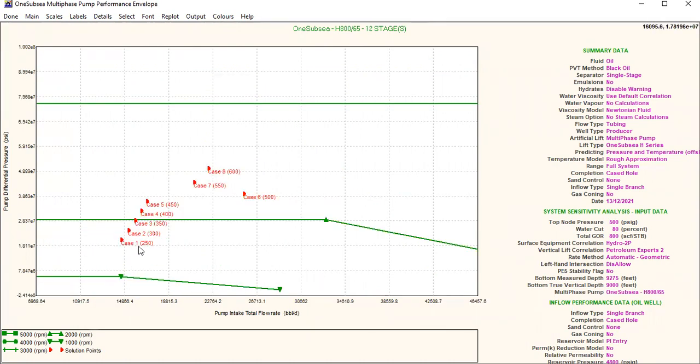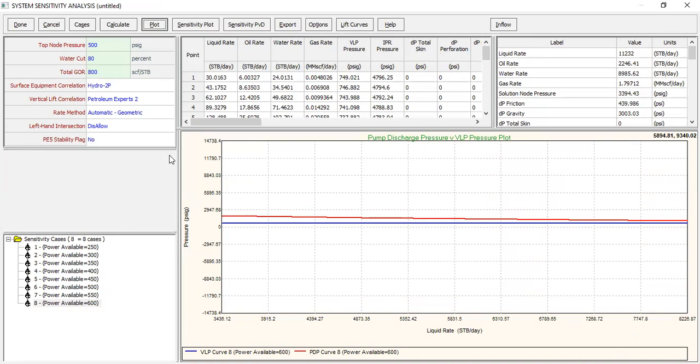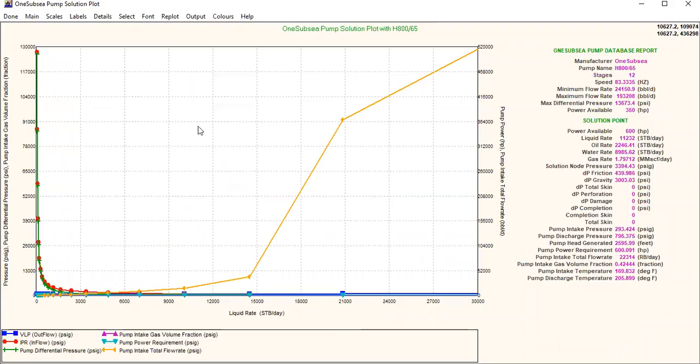So we have case 1 to case 8, and this is the baseline for this one, 2000 RPM. You can analyze as per your requirement. Plot one subsea plot. This is the most comprehensive plot, I think.